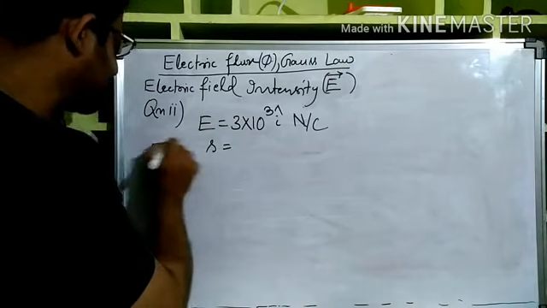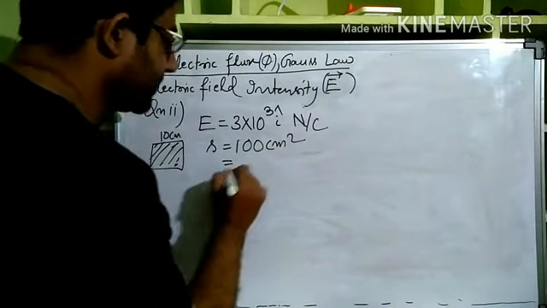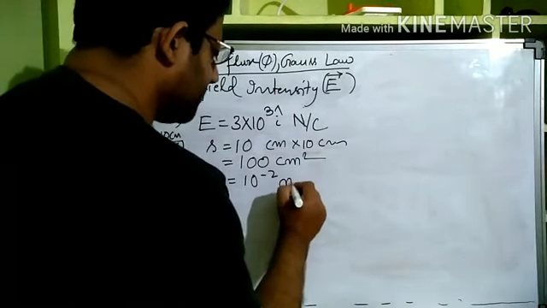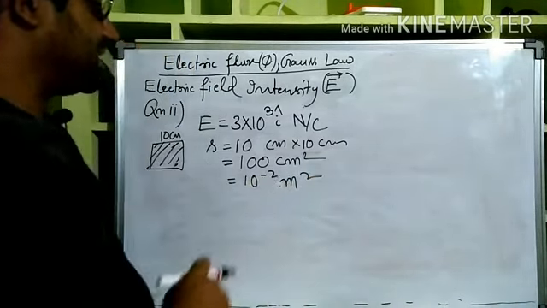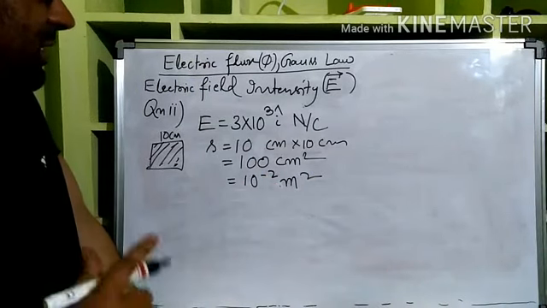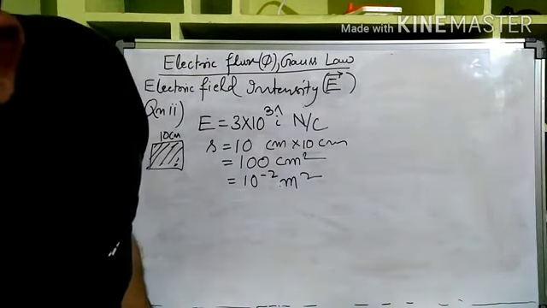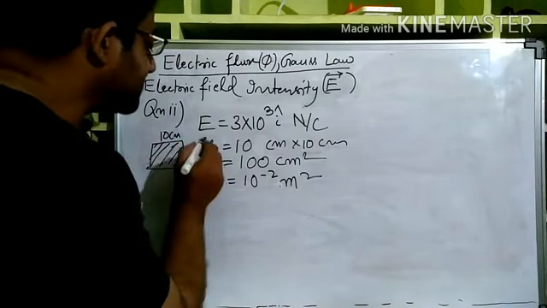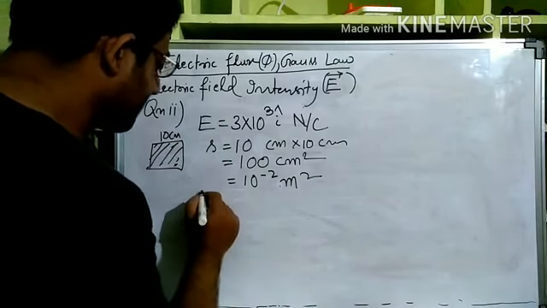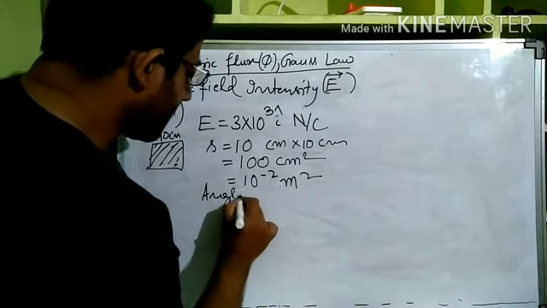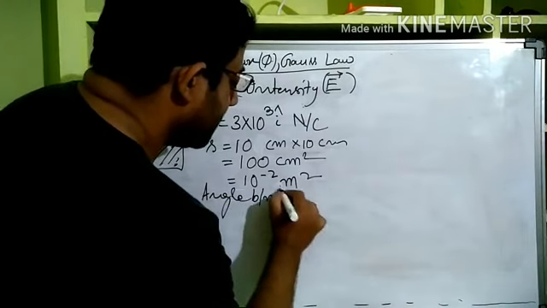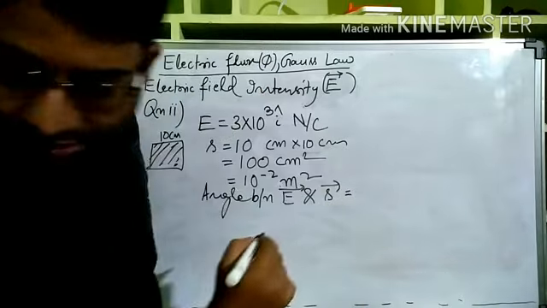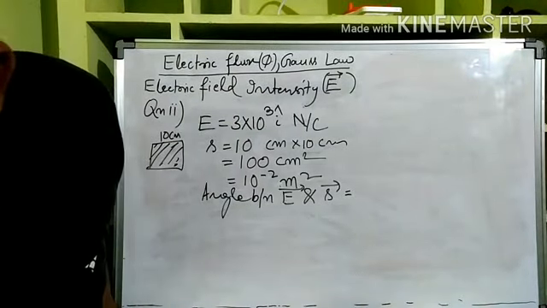See, square of side 10 cm, 1 square is 100 cm square. That's 1 meter. So this is 10 to the minus 2 meter square. So area is equal to 10 to the minus 2 meter square. Now also it is said that through a square of this side which is held normal to E. S is held normal to E. That means the angle between E and S is equal to 90 degree, which is held normal to E.